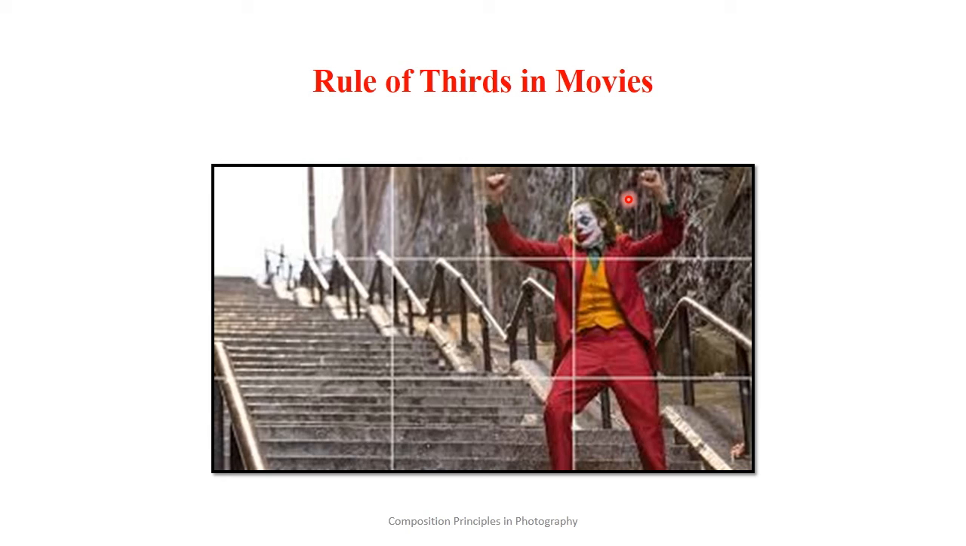It is followed in other genres as well, and this picture is taken from a very famous movie titled Joker. The movie is Joker, and here is the character. We can see that he is placed just along the line. We can see it, right? And the reason is, as we came to know, that it is the rule of thirds, that the characters are placed along the line, fine. And there is a specific logic behind the rule of thirds.